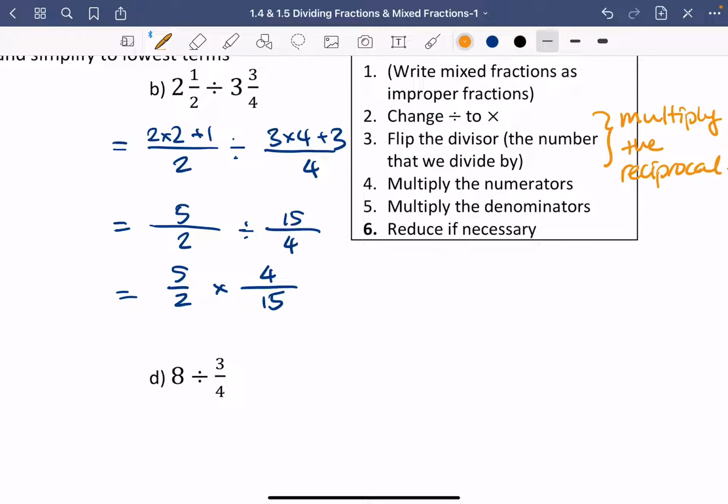Okay, now do we have any common factors? Yes, 5 and 15 have a common factor of 5. 5 divided by 5 is 1, 15 divided by 5 is 3. And then 2 and 4, 2 divided by 2 is 1, 4 divided by 2 is 2. So my final answer then is 1 times 2 is 2 on top, 1 times 3 is 3 on the denominator.